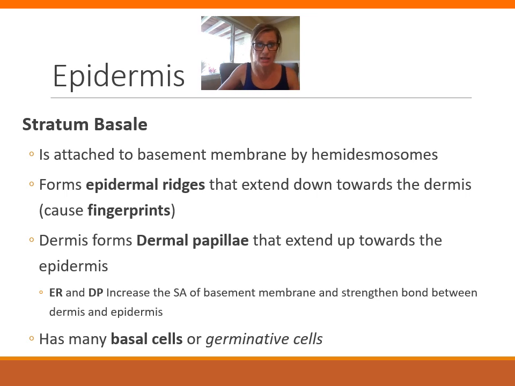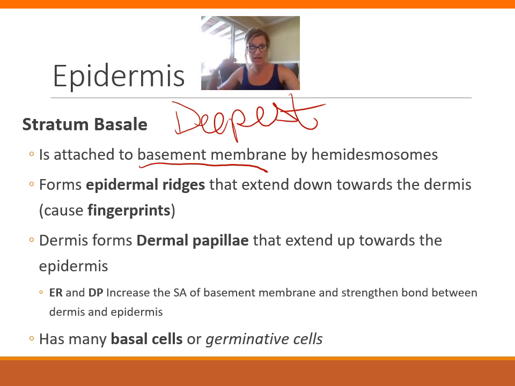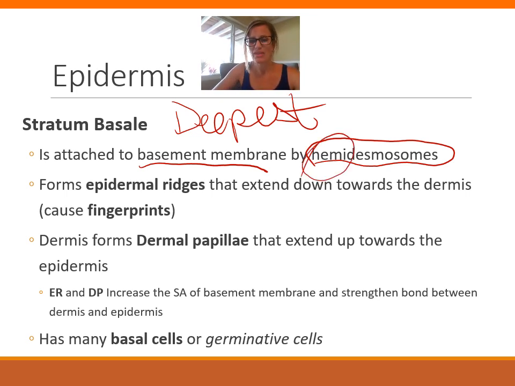The stratum basale is, once again, the deepest layer of the epidermis. It's at the bottom of the epidermis, and it's attached to the basement membrane, which, remember, is the connection between the two layers, the epidermis and the dermis. The stratum basale is attached to the basement membrane by numerous hemidesmosomes. Hemi means half, and a desmosome is like a little protein connector.